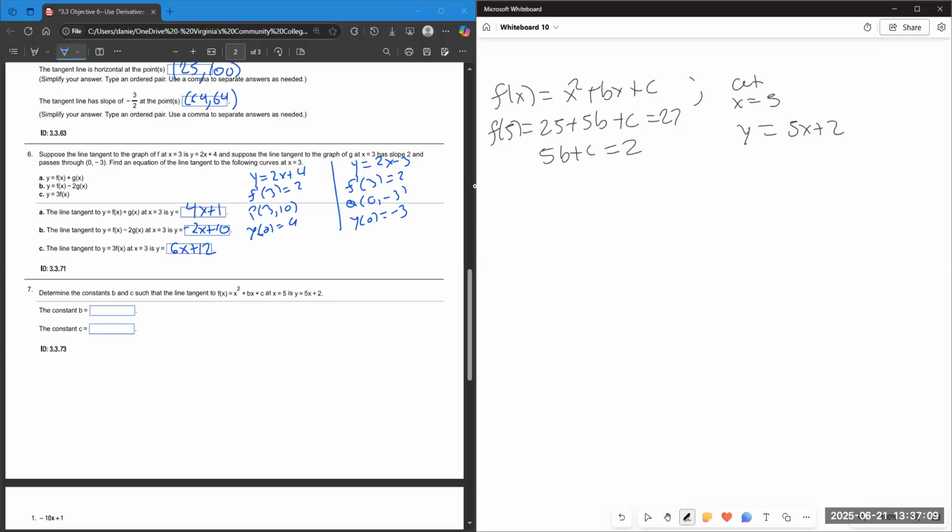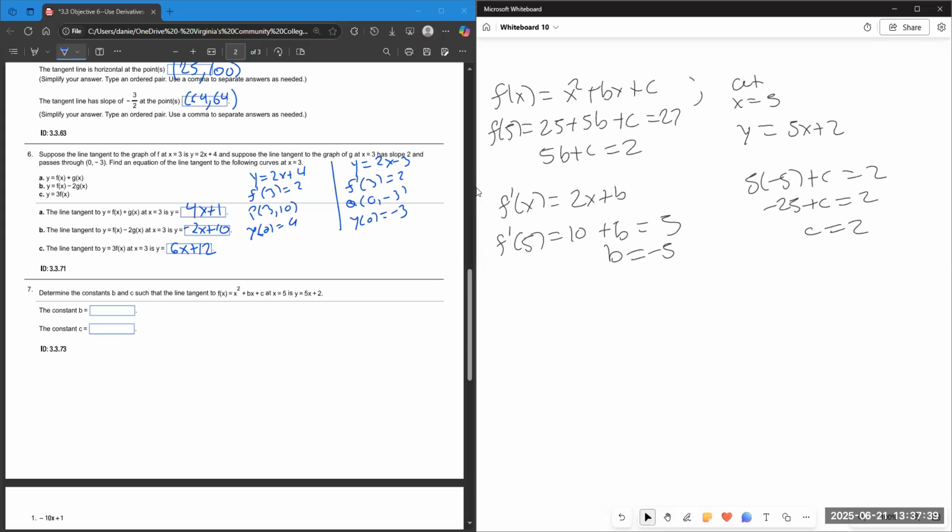Also, f prime of x is equal to 2x plus b. That needs to be equal to my slope of 5. So f prime of 5 is 10 plus b. That needs to be equal to my slope of 5. So b is negative 5. If b is negative 5, 5 times negative 5 plus c is 2. Negative 25 plus c is 2. And c is 27. This is negative 5, and that's 27.